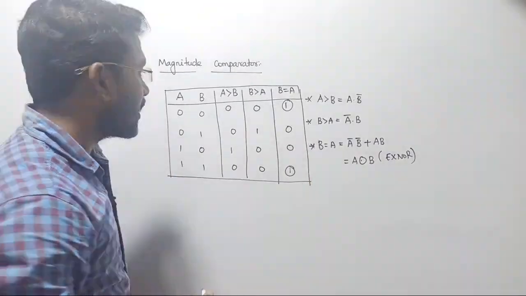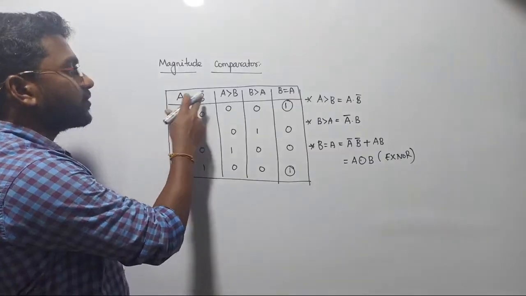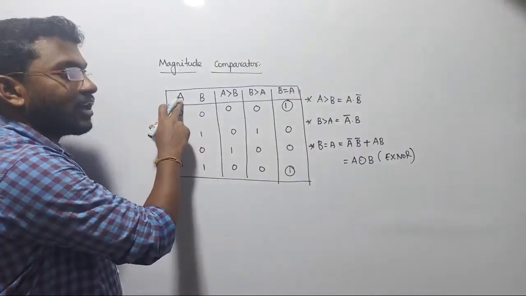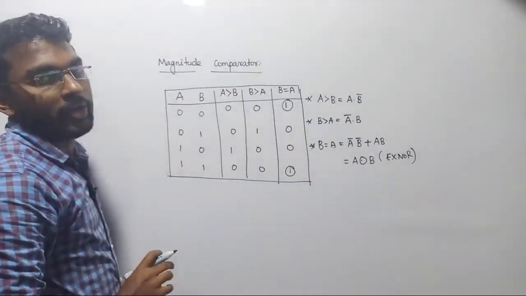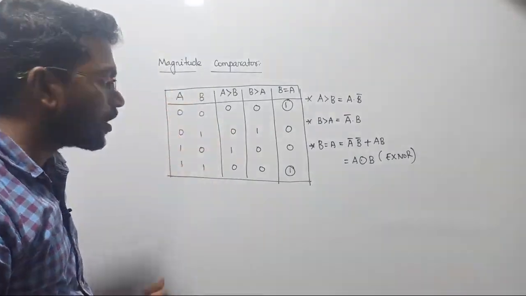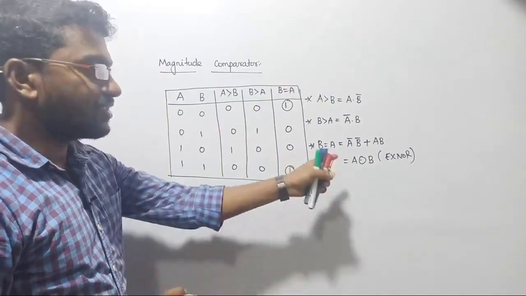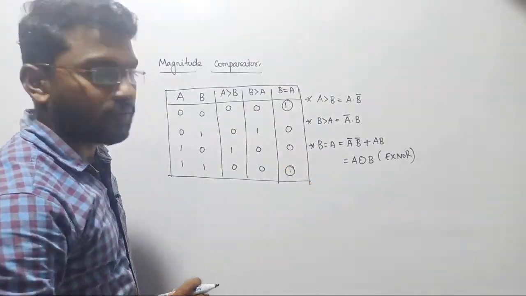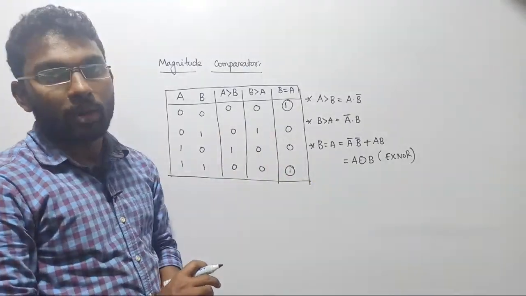In the same way, we can compare more bits. Like you can compare 2 bits with 2 more bits, like I can select A0 A1 here and B0 B1 here, and you can see all possible combinations like 0 0, 0 1, 1 0, 1 1, and you can see the correspondent outputs. I hope things are very clear to you all. That is how we solve the problems in a magnitude comparator.